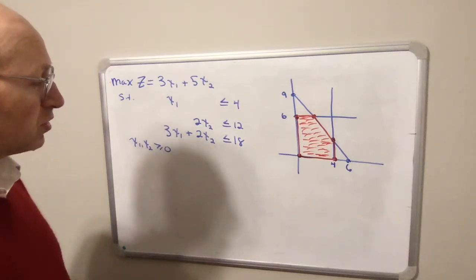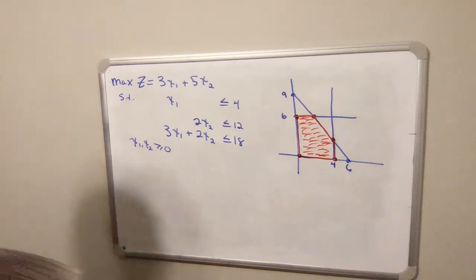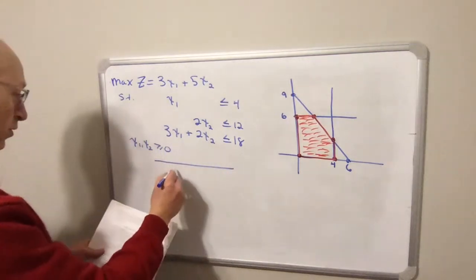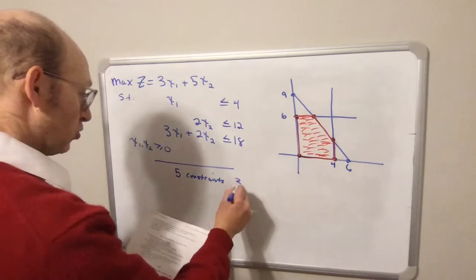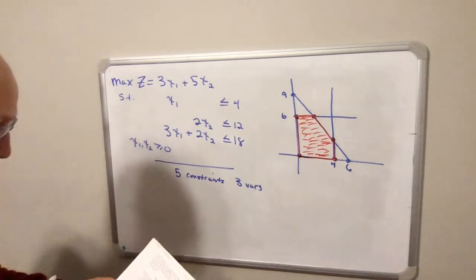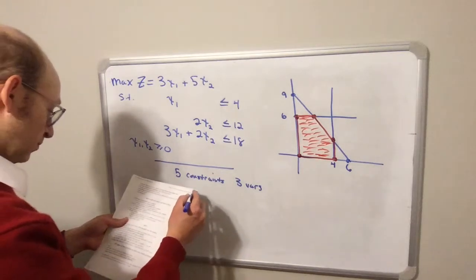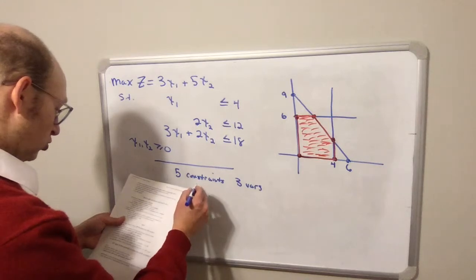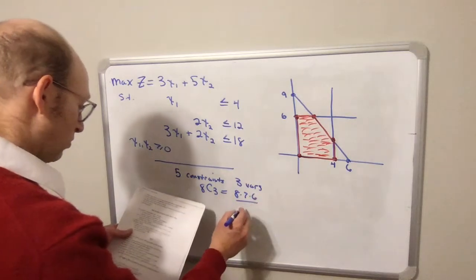The trouble is if you have a huge amount of variables. So let's say you have a linear program with many, many variables. How many possible corners could there be? Well, as an aside here, if we have 5 constraints and 3 variables, then the total number of basic corners we would have is something close to 8 choose 3, which is equal to 8 times 7 times 6 divided by 3 factorial.